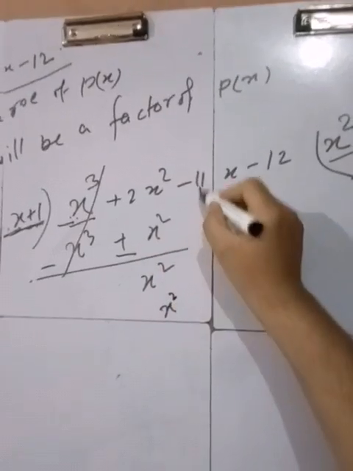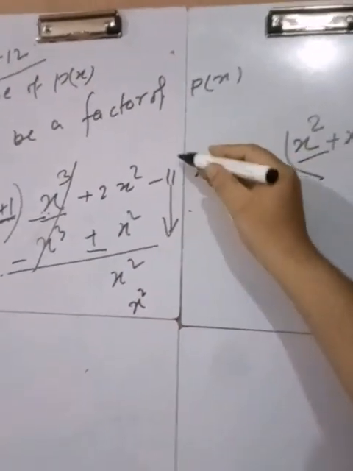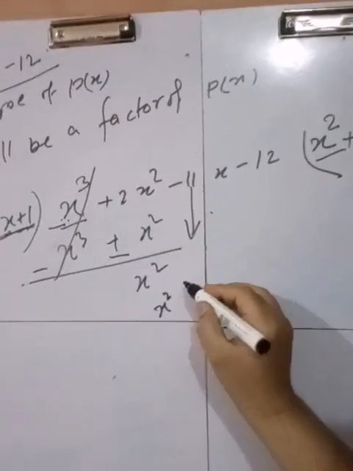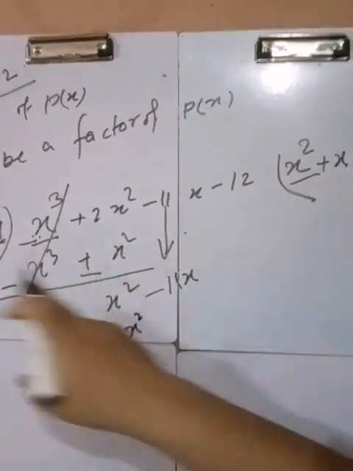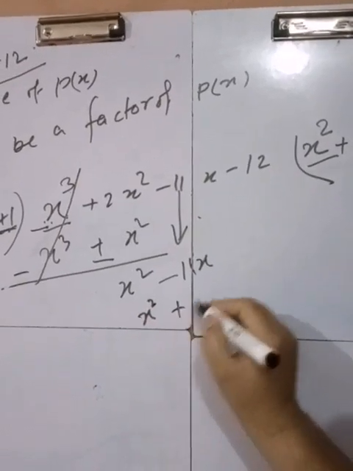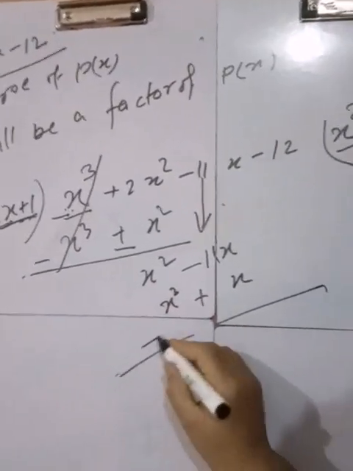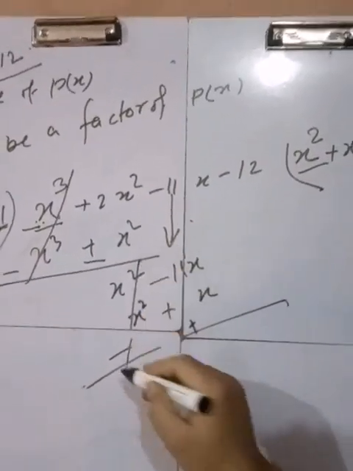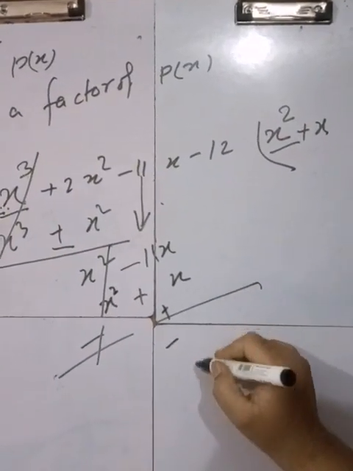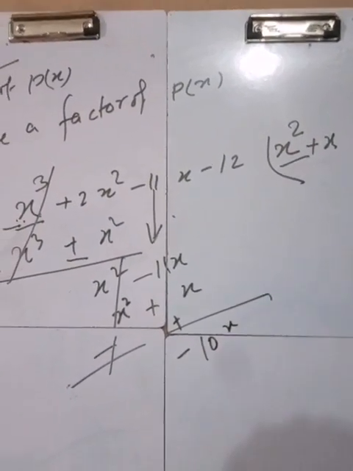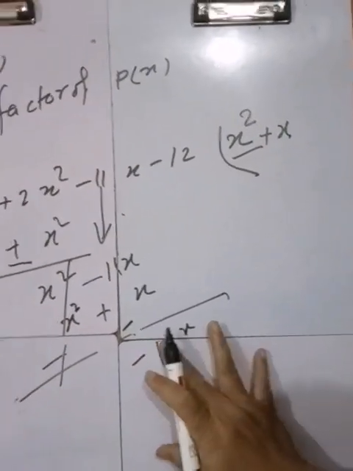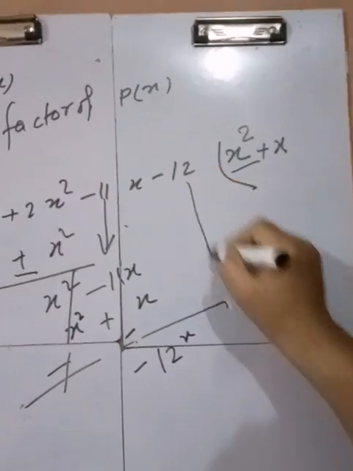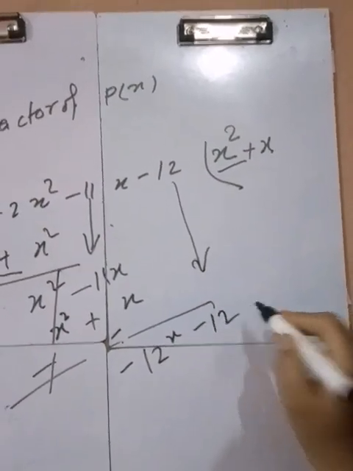And before that, what do we do? We take a term from above down. So this will be here minus 12x. So this will be x into x square plus x. Now again the sign will be changed. So this will be cancelled and this will be minus. Sorry, not plus, this will be minus. So this will be minus 12x. Now it will come down. So minus 12 will be there.